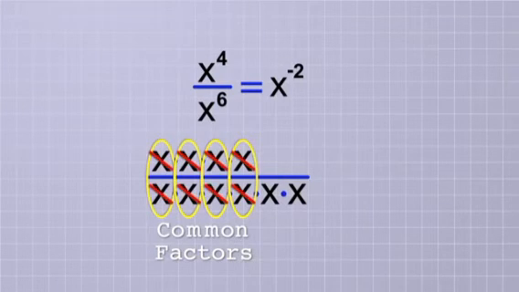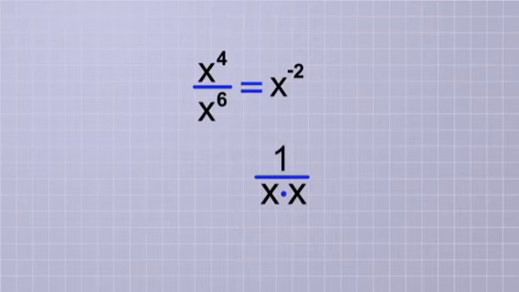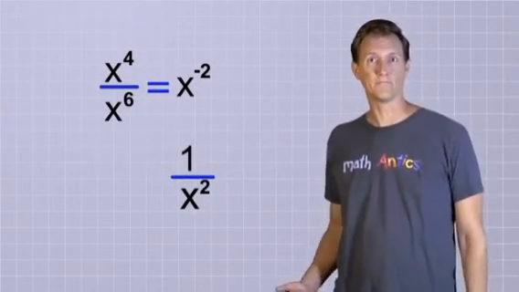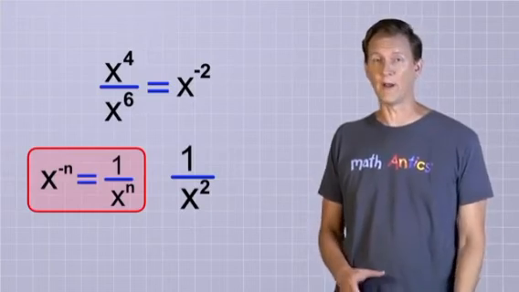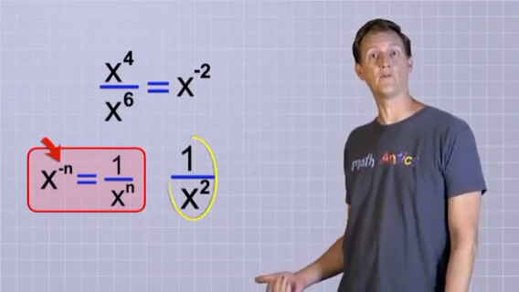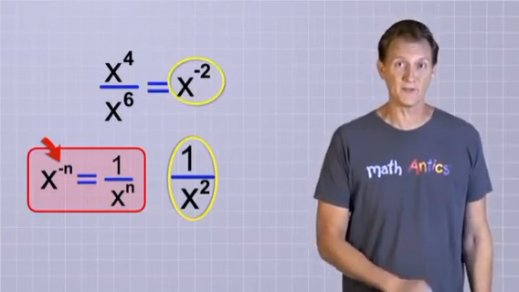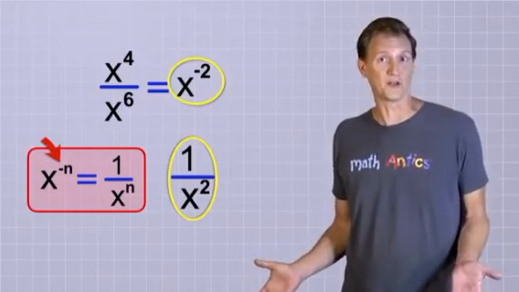And when we cancel them all, we're left with a 1 on the top, because there's always a factor of 1, and only two x's multiplied together on the bottom. If we recombine these two x's, we get 1 over x squared. And if you remember the law we learned earlier about negative exponents, you'll see that 1 over x squared is exactly the same as x to the power of negative 2. So these laws really do work.